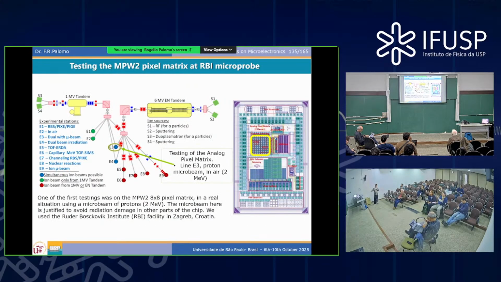The test was using the same RBI microprobe. In that case, not the E9 line, but the E3 protons at 2 MeV, because that was a test for testing a detector, not a test for testing single event effects in a memory. So the detector has the minimum metallization on top. With 2 MeV it was more than enough.